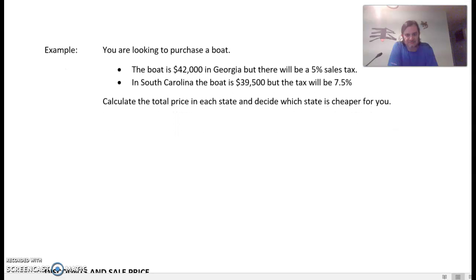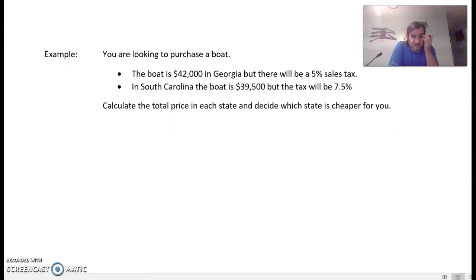Okay, here's another one. It says you are looking to purchase a boat. The boat is $42,000 in Georgia, but there will be a 5% sales tax. Excuse me. In South Carolina, the boat is only $39,500, which is less, but the tax will be 7.5%. So calculate the total price in each state and decide which is cheaper for you. So the boat is actually priced cheaper in South Carolina, but their tax is a good bit higher.